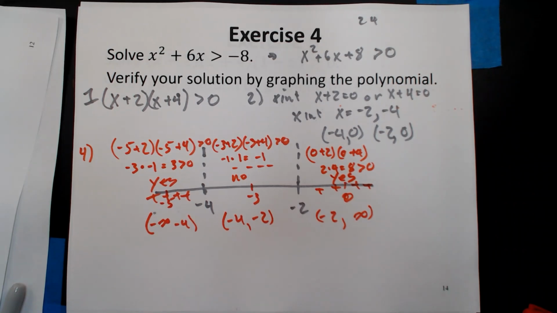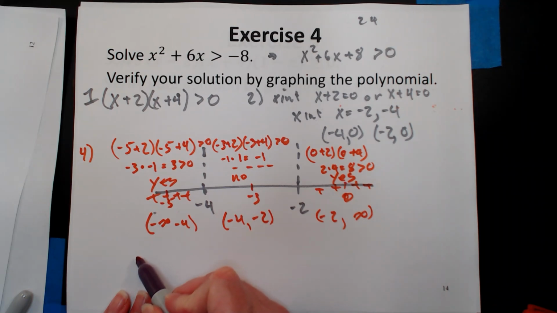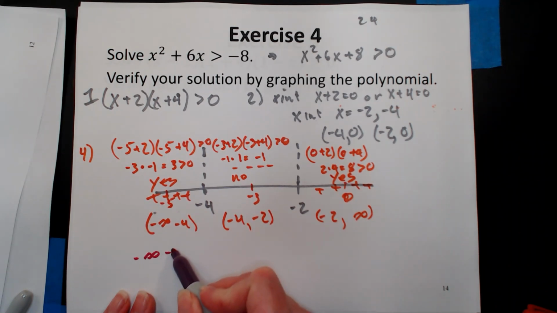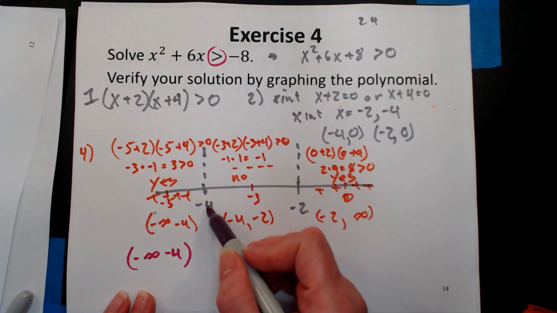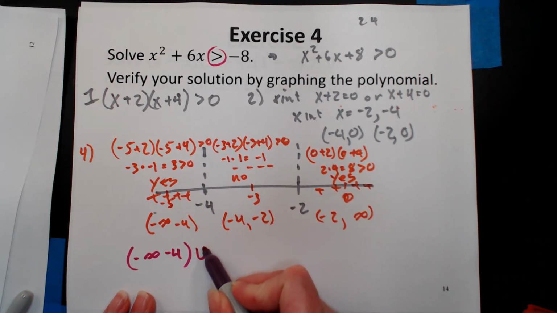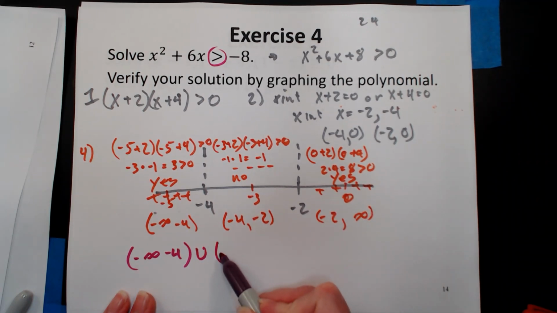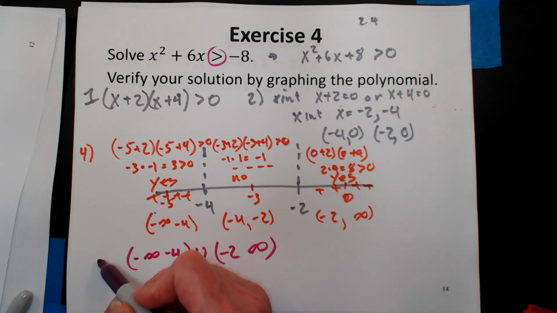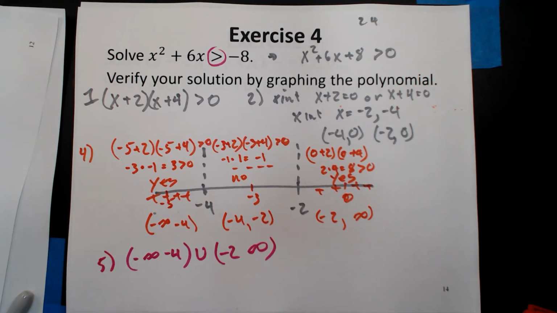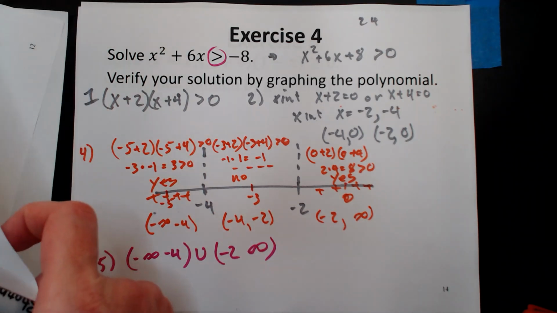So it looks like the intervals we want is we want the intervals from negative infinity all the way to negative 4. And I'm not going to include it because I'm strictly greater than, so I'm not going to include my endpoint. And then I want to union that with the other interval, which is going to be negative 2 to positive infinity. And I'm not going to include that endpoint, so this is my solution, this is my number 5.